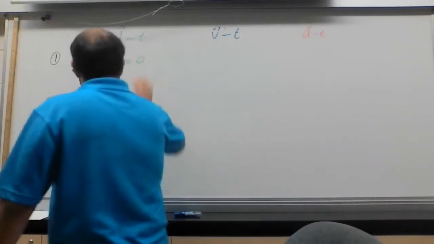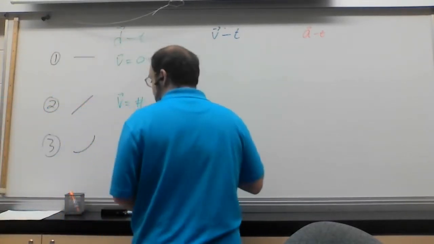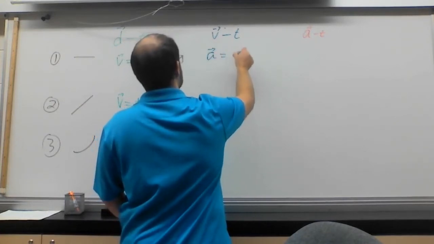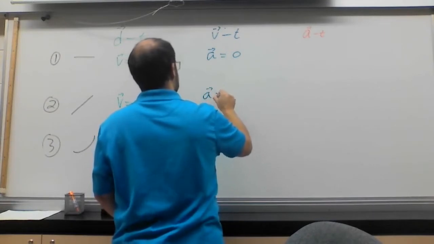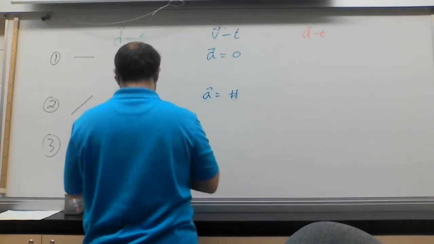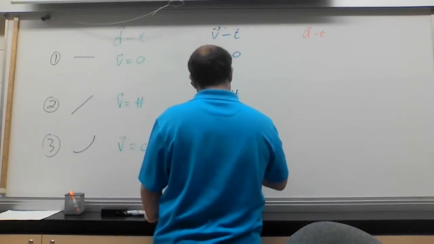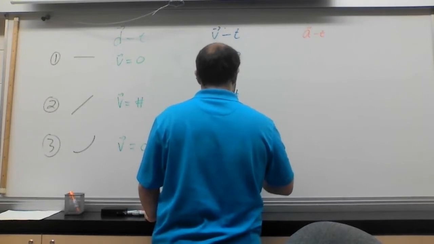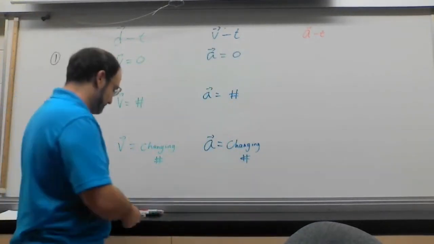That is v. Then we've got, on a velocity time graph, acceleration is 0 if it is flat. The acceleration is a number if it is sloped, and the acceleration is a changing number if it is curved. There's a pattern here.